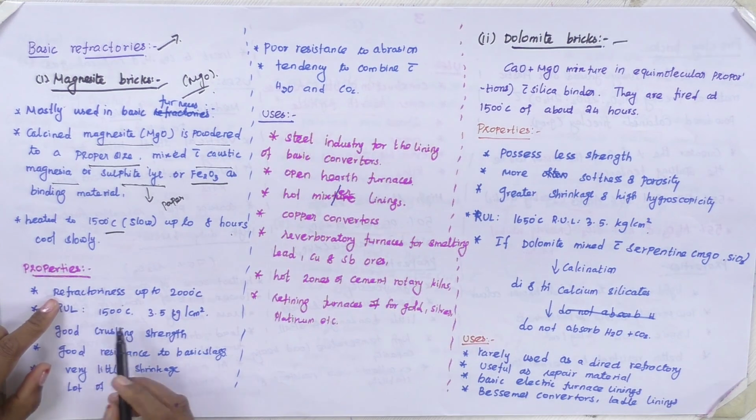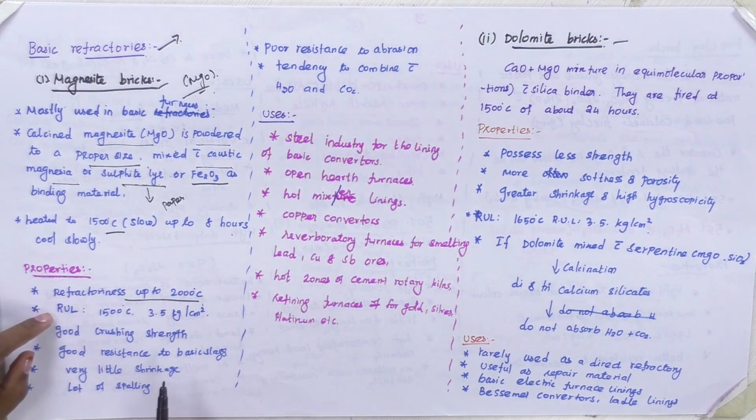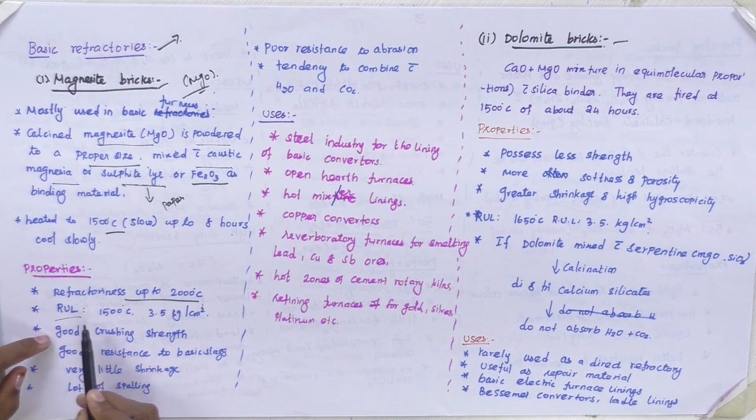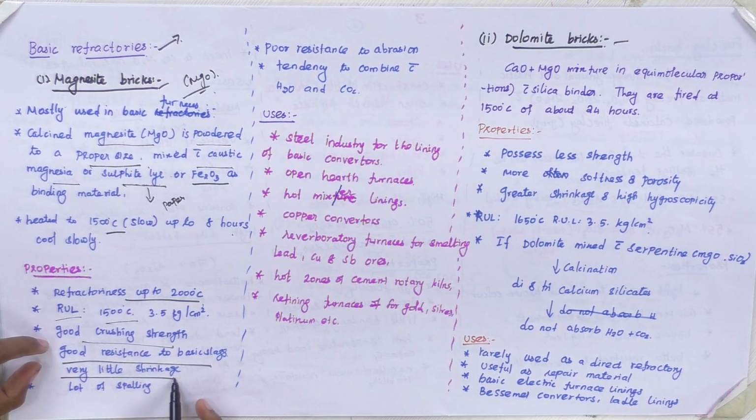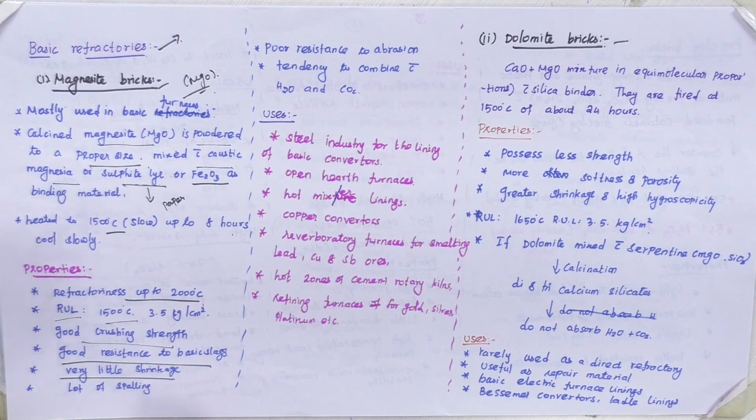The refractoriness of magnesite bricks is up to 2000 degrees Celsius, and when we apply load, the refractoriness under load decreases to 1500 degrees Celsius. So we have to check that RUL when we are applying magnesite bricks on furnaces or in some construction purposes. It has good crushing strength, good resistance to basic slags because of its basic nature, and very little shrinkage. That means when heating, the expansion and contraction of magnesite bricks are very small, so we can use it at high temperature and also under sudden temperature increases.